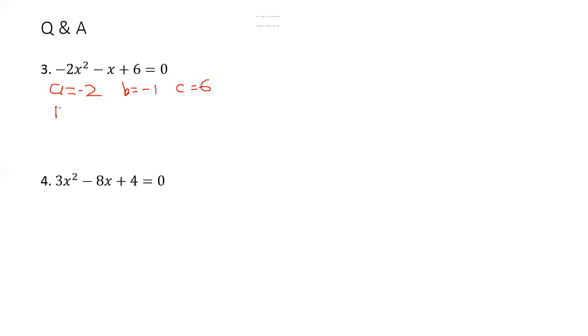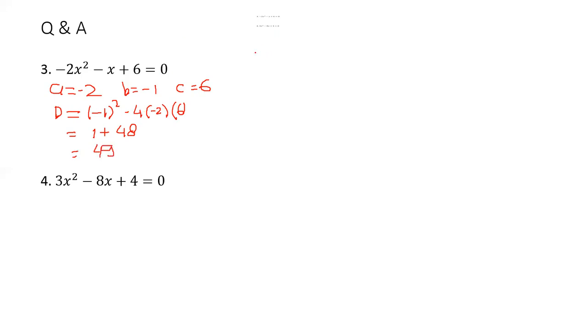Afterwards, find D or the discriminant. The discriminant is b squared minus 4ac. It means -1 squared minus 4 multiplied by -2 multiplied by 6. And we got 1 plus, because negative multiplied by negative, 48. 4 multiplied by 2 multiplied by 6 is 48, and D equals 49.